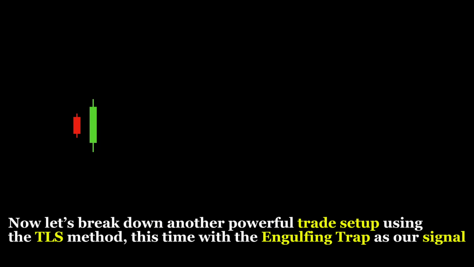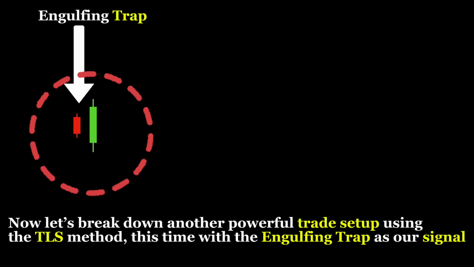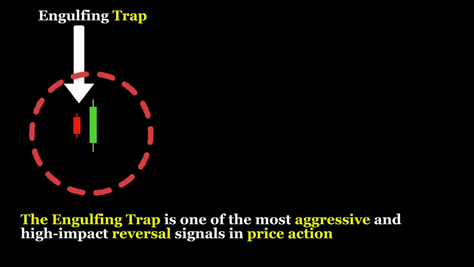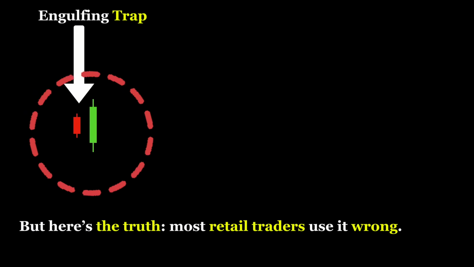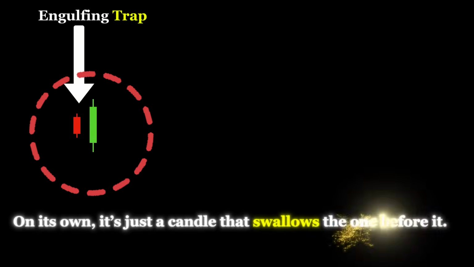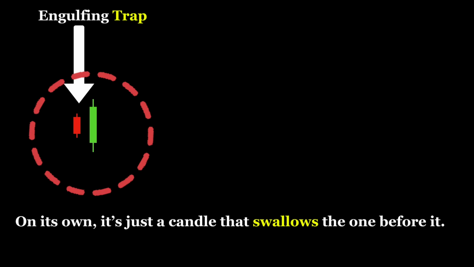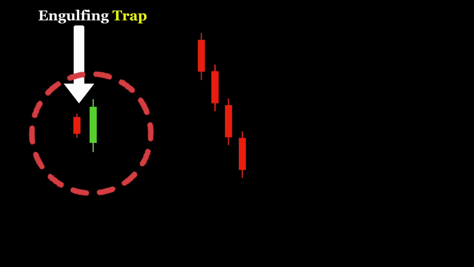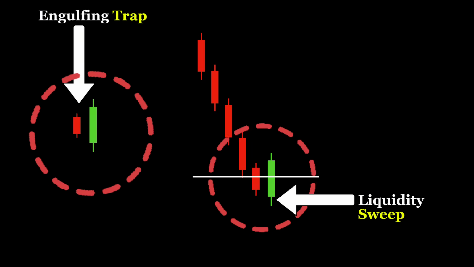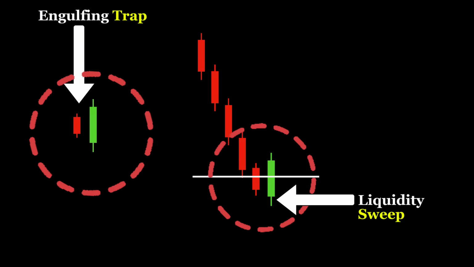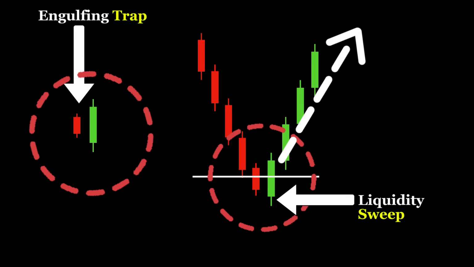Now let's break down another powerful trade setup using the TLS method, this time with the engulfing trap as our signal. The engulfing trap is one of the most aggressive and high-impact reversal signals in price action. But here's the truth, most retail traders use it wrong. On its own, it's just a candle that swallows the one before it. But when it forms after a liquidity sweep or at a key level, it becomes a clear smart money footprint, a sign that the market is about to flip.